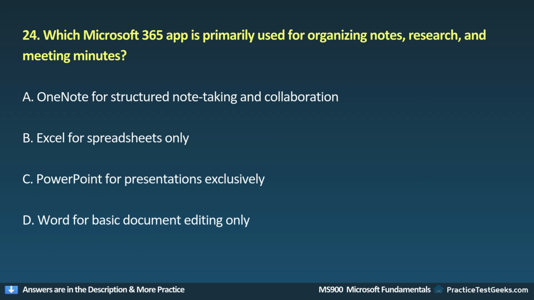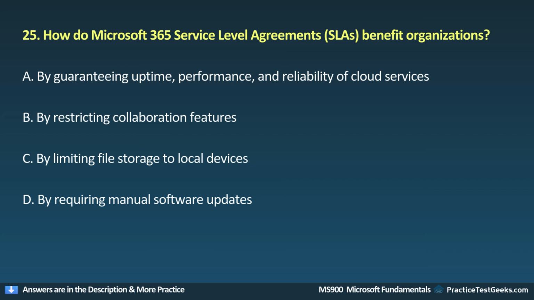A. OneNote for structured note-taking and collaboration. B. Excel for spreadsheets only. C. PowerPoint for presentations exclusively. D. Word for basic document editing only. 25. How do Microsoft 365 service level agreements, SLAs, benefit organizations?